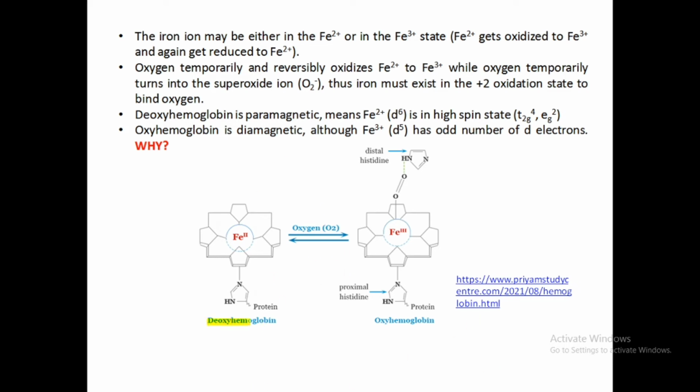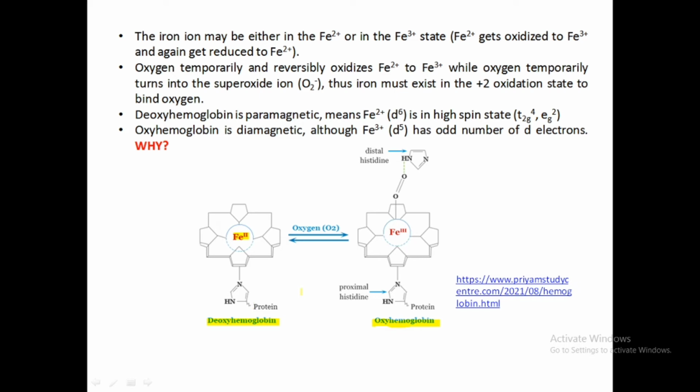And these figures are a very good representation of the deoxy form and the oxy form. You can see that in the deoxy form there is iron in the +2 state, bound centrally to 4 nitrogen atoms, and then there is a nitrogen from the imidazole group.